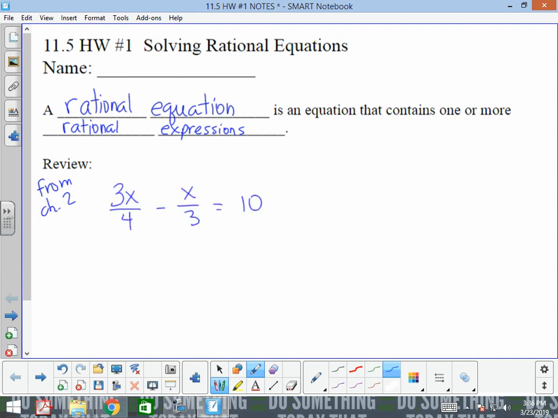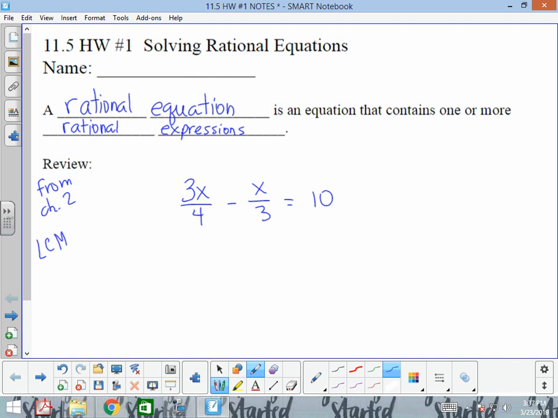So when we did this, I taught you how to clear the fractions by multiplying by the LCM. So LCD and LCM are the same thing. But LCD is when we're trying to get common denominators. LCM is when we're trying to clear the fractions and we're multiplying by the LCD. So hence multiplying, least common multiple. So quick review on finding least common denominator or least common multiple.